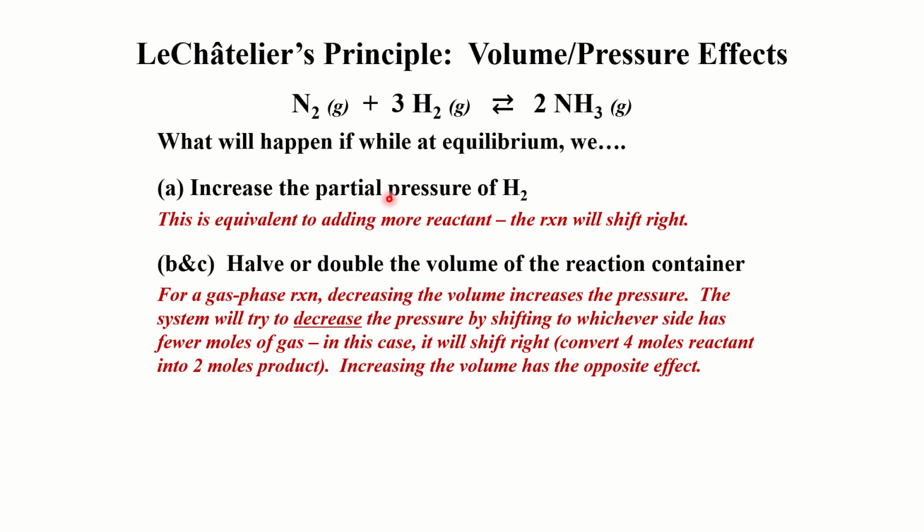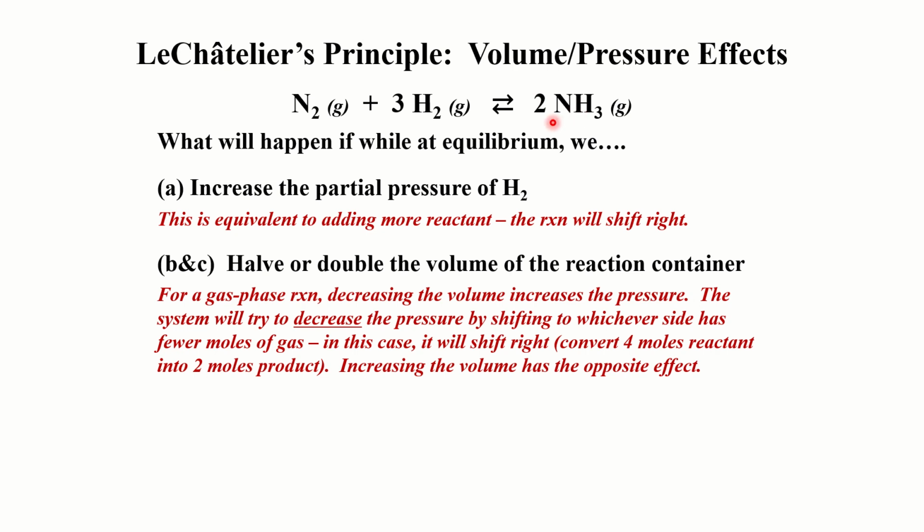So if you decrease the volume, you are increasing the pressure. And if you increase the pressure, the system is going to shift to whichever side has fewer moles of gas. So we see in our reaction, we have 4 moles of gas on the left and 2 moles of gas on the right. So by halving the volume, we increase the pressure. We are then going to shift right. So here, half the volume would cause this reaction to shift right towards the side with fewer moles of gas.